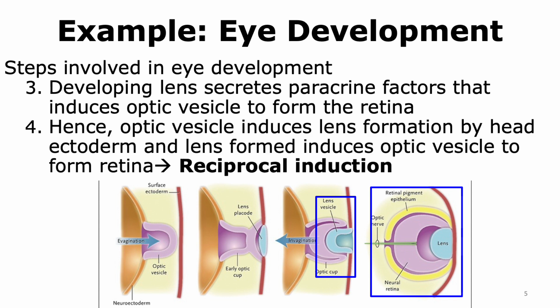So, in essence, the optic vesicle induces lens formation, and this is what we saw in the first part of eye development. And then the lens induces the retina formation from the optic vesicle. So each one is inducing the other to form a certain part. And this is called reciprocal induction.